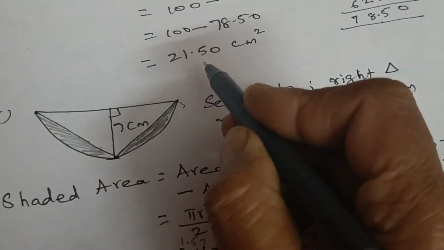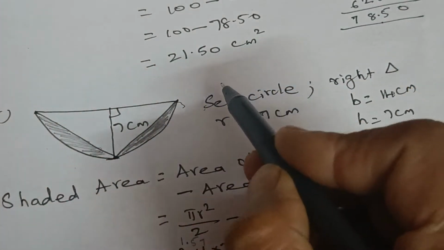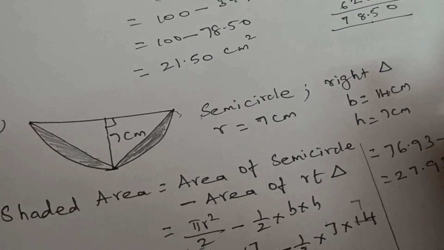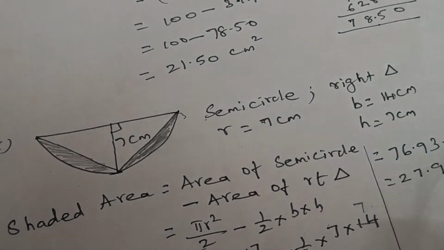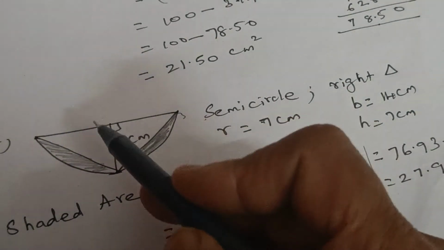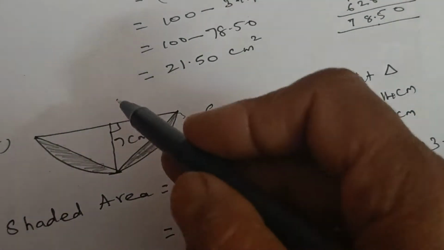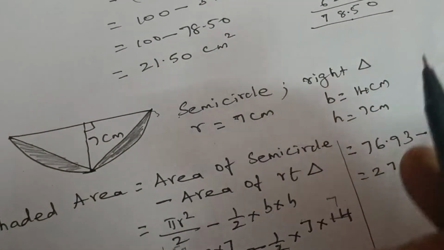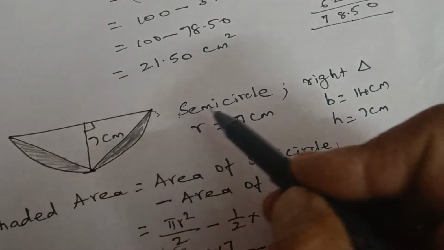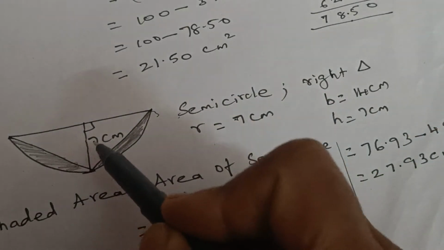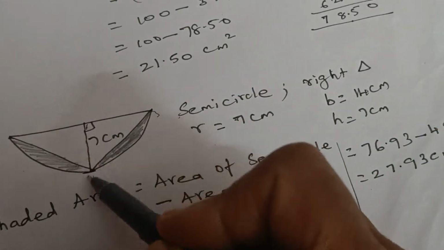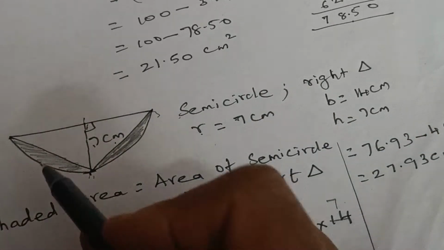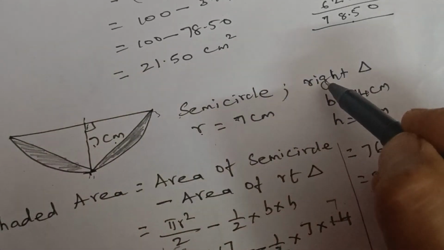And the next, the second one in the same question, question number 2, you are given a semicircle and inside the semicircle we are given a triangle. Now can you tell me how to find the shaded area? Is it addition or subtraction? Yes, it is subtraction, because one is inside the other. The triangle is inside the semicircle. First, let us identify the 2 shapes. The outer figure is a semicircle, and the radius of the semicircle is given in the question itself. R is 7 centimeter. And the inside figure is a right triangle.